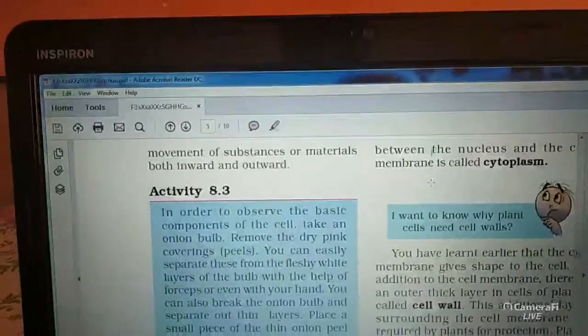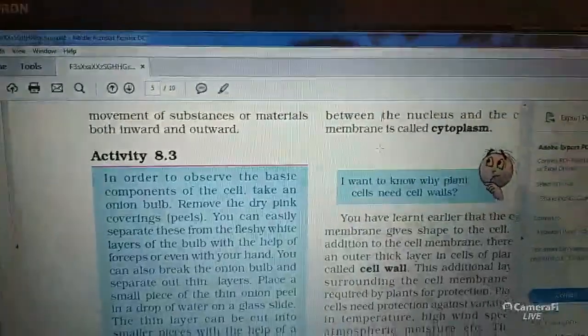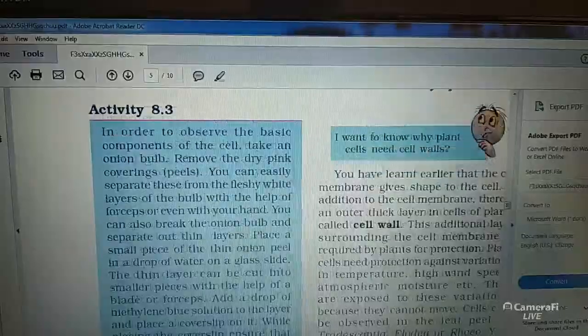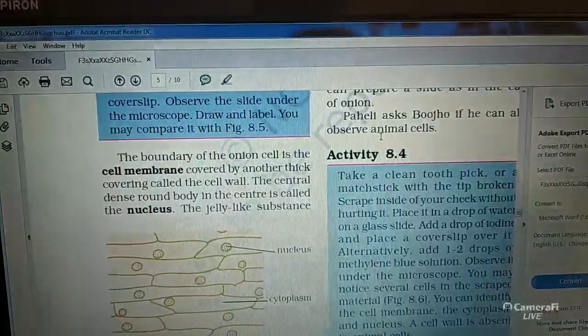Allows the movement of substance or material both inward and outward. Leave it. I am going to show the figure so that I can show you clearly.